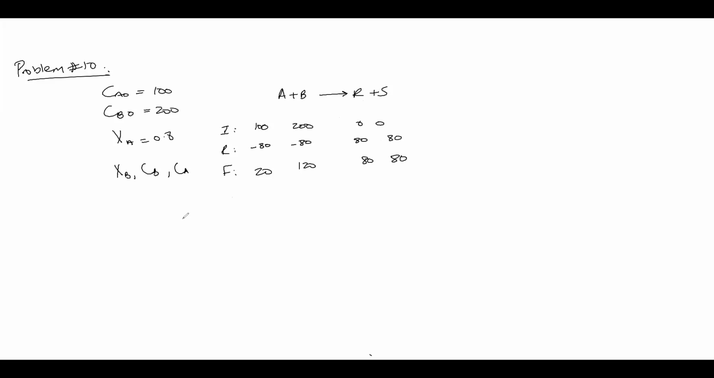Again, this is very basic stuff. This will not show up on your test. They have other important things to deal with. But anyways, in this case, CA will be 20, CB will be 120, XB will be 80 divided by 200, and this will be 0.4. Okay, very basic. Let's move on from this. Let's move on to another problem.